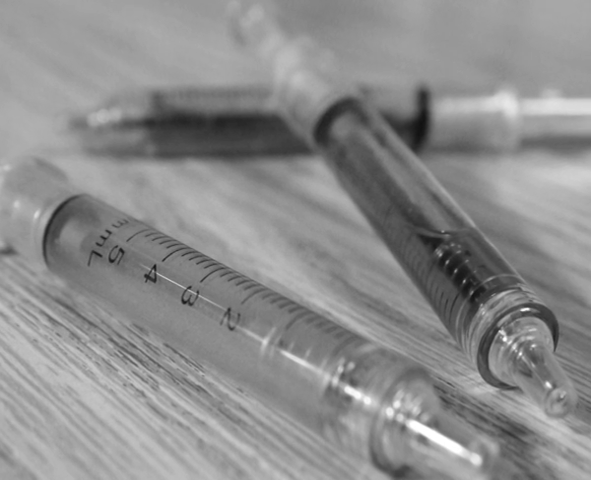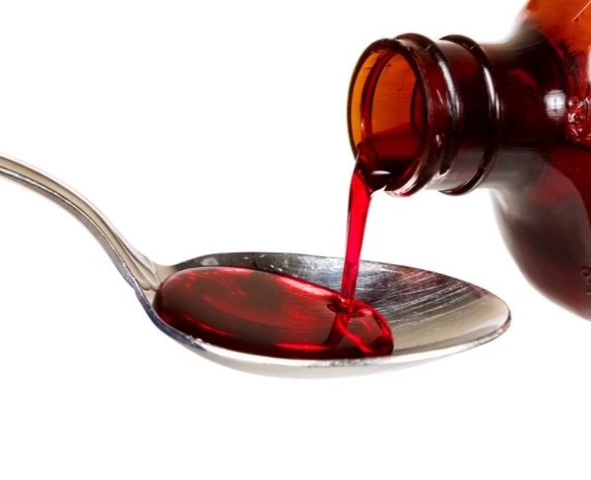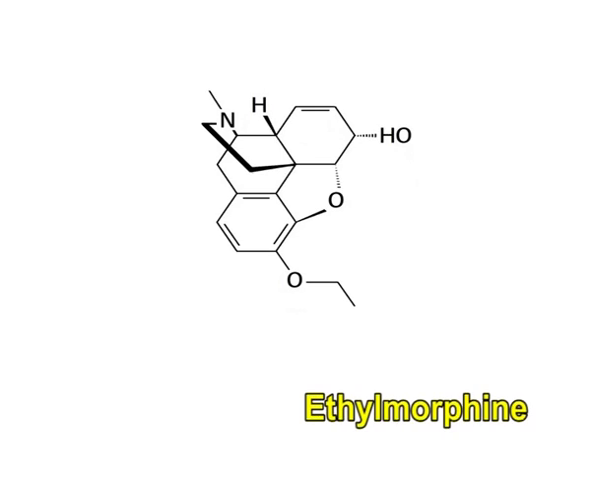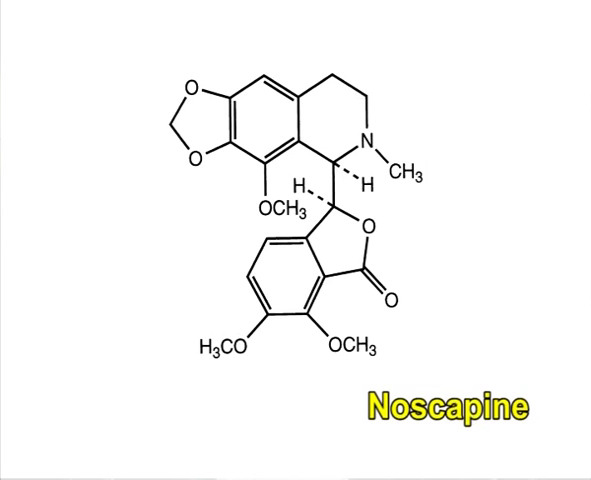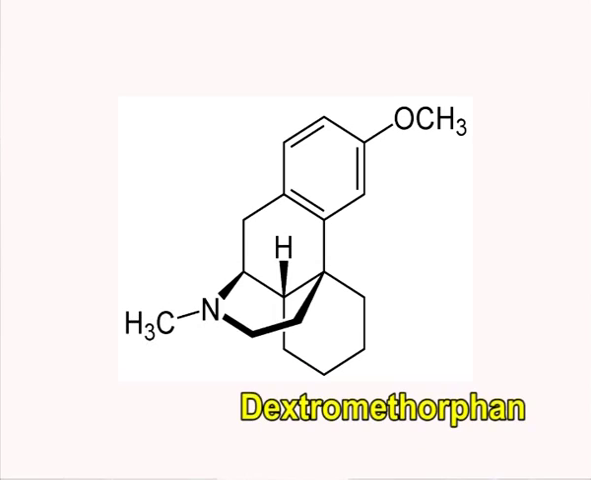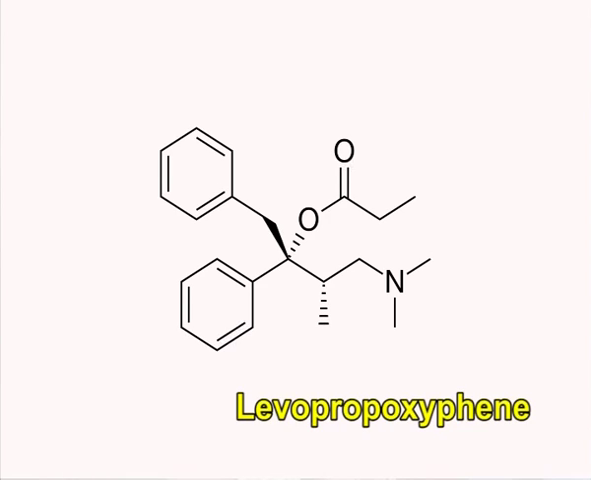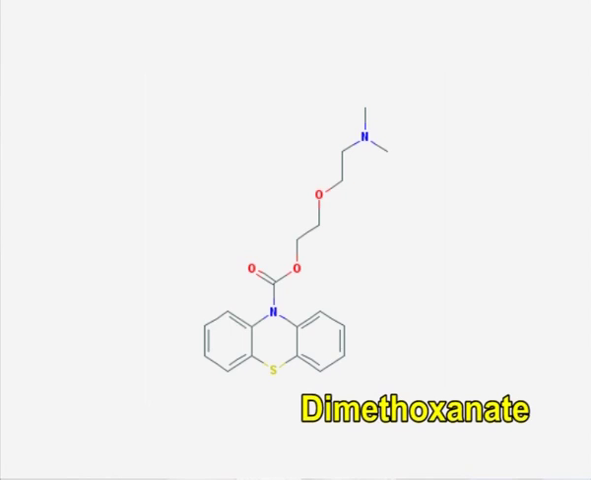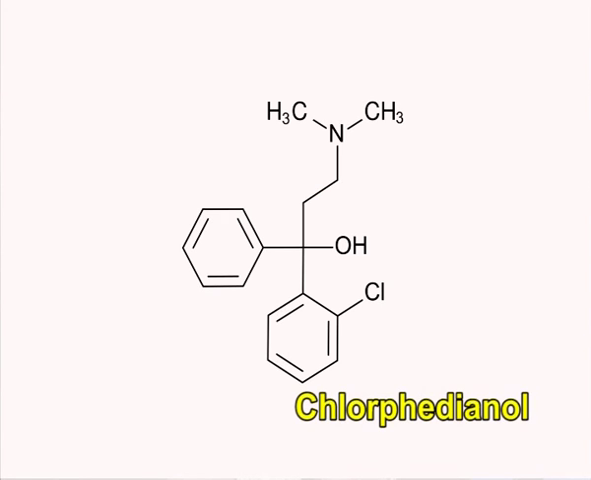Opium alkaloids, morphine, codeine. Derivatives of opium alkaloids, for example, folcodeine, ethyl morphine or noscapine. Synthetic morphine substitutes, example dextromethorphan, levopropoxyphene. Non-opioid synthetics, for example, caramifene, dimethoxanate, chlorpheniramine.